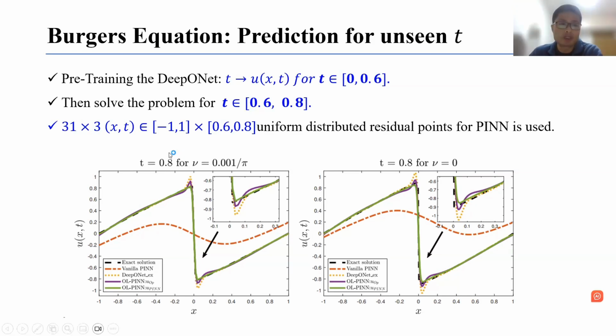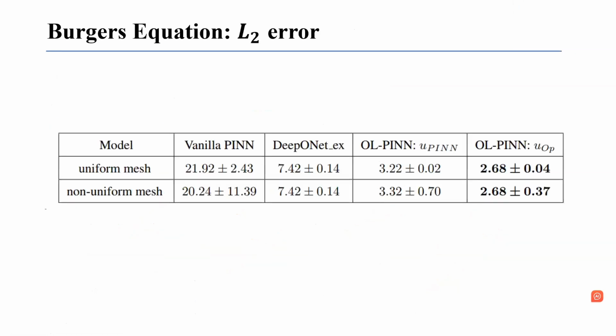Same thing for the spatial points for the PINN, from -1 to 1, I use 31, and for the time t from 0.6 to 0.8, I use 3, with this kind of uniform mesh. We can obtain almost the same result here. This latter one is the vanilla PINN, the original PINN, and this green one is the output of the PINN, our method. Thank you.